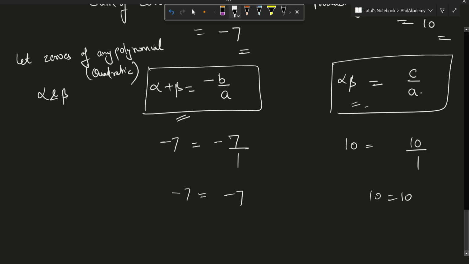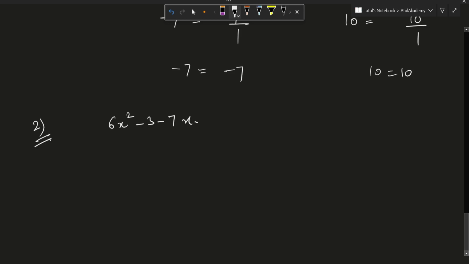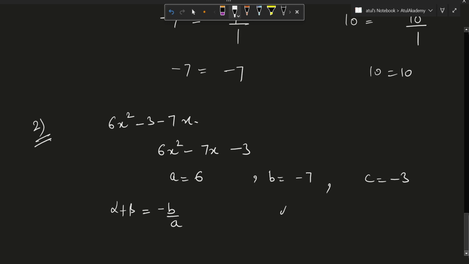Let us say I have a polynomial 6x square minus 3 minus 7x. This is example number 2. So here, let's first arrange it like this. Now I can say a is 6, b is minus 7, c is minus 3. What is alpha plus beta? I know it is minus b by a. Alpha beta, I know, is c by a.